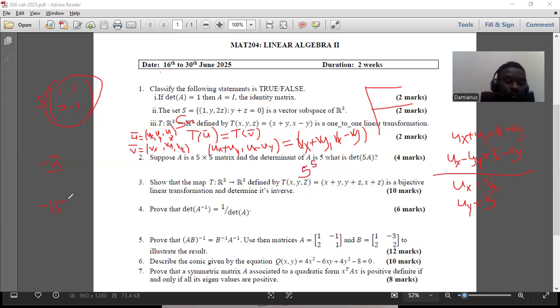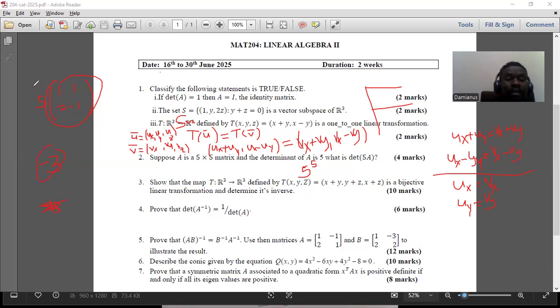Is that correct? Have we done the right thing? And why is that? Wait, is that true? Have I said the correct thing? No. So the determinant of this matrix here, this one here, is minus 3.